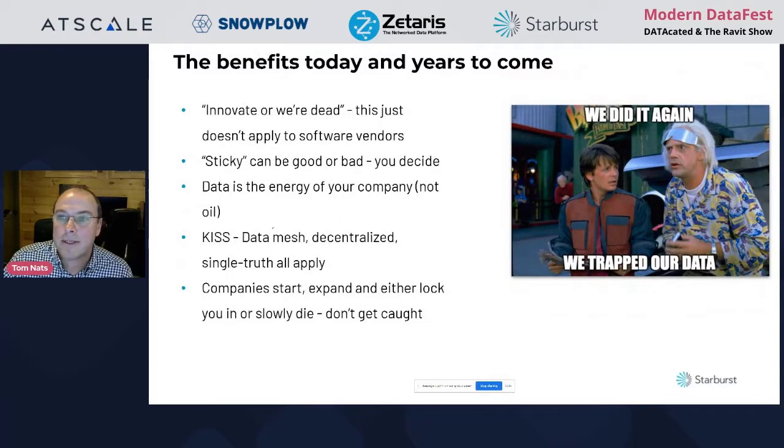And then lastly is really the benefits of years to come, right? So innovate or die. This doesn't apply to just software vendors. I keep hearing that software vendors keep needing to innovate or they're going to die. Also, these companies need to innovate. You need to keep innovating on your data. We just got talking about machine learning and data science, and something else is going to come along that's cool in 6 months or whatever it is.